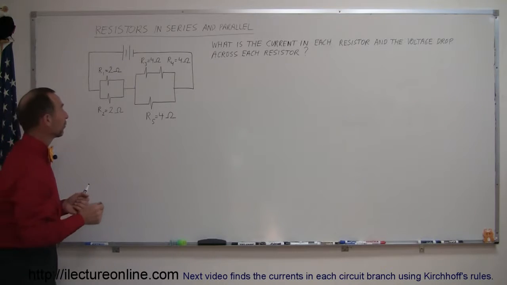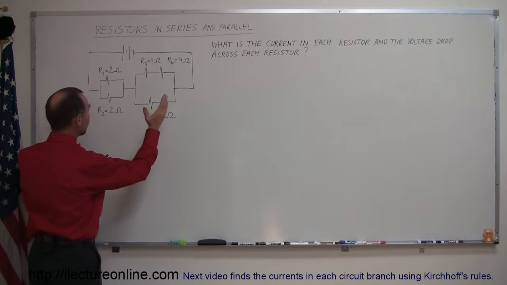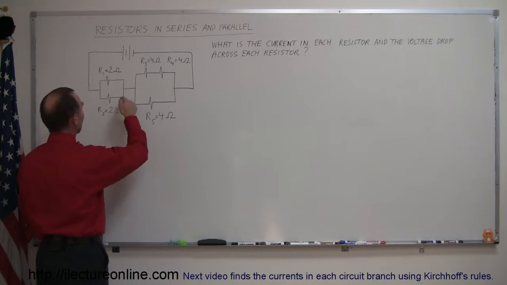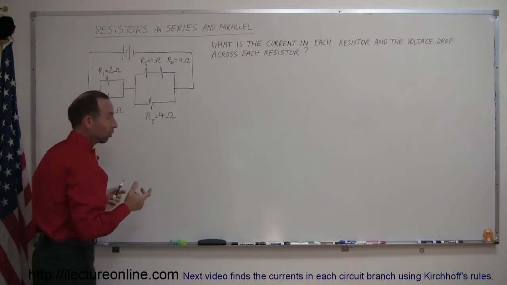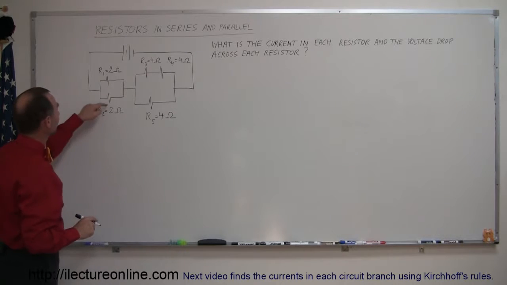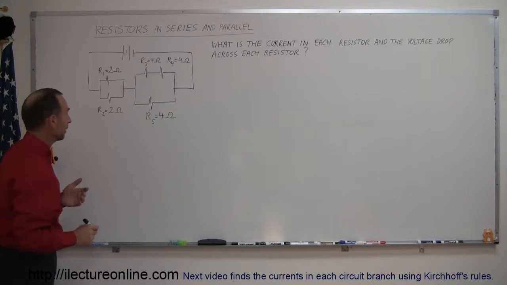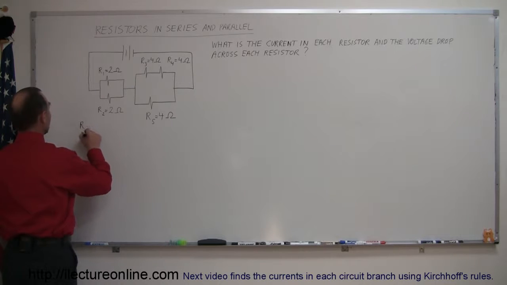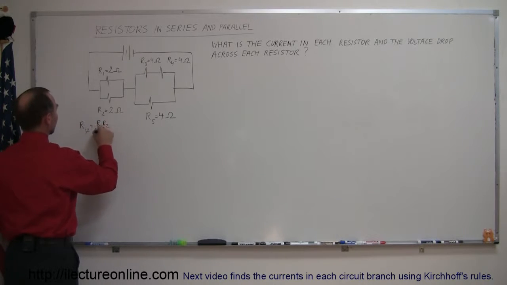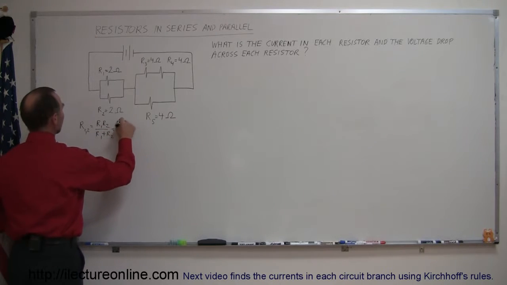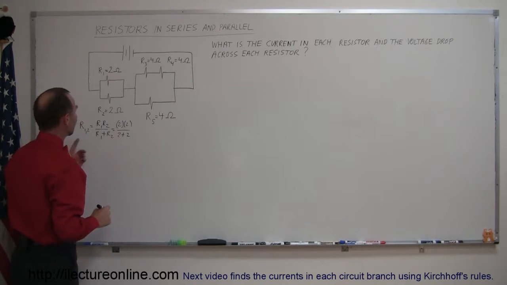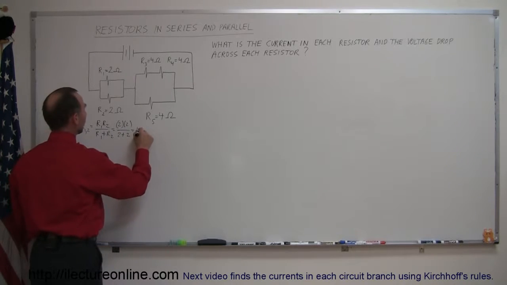And how do you do that? Well, the first thing you do is find a way to simplify it as much as possible. For example, you could take these two resistors here and combine them into a single resistor. So let's go ahead and start with that. Take the 2 ohm, they're in parallel. So you can say that R1,2 is equal to the product, R1 R2, over the sum, R1 plus R2. And that would be 2 times 2 divided by 2 plus 2. So that would be 4 divided by 4, which is 1 ohm.